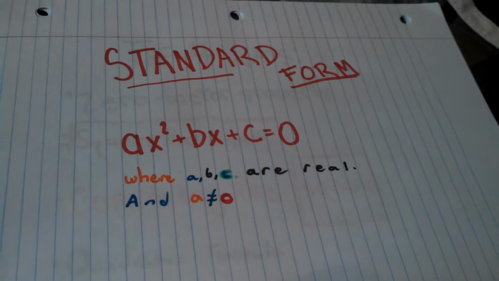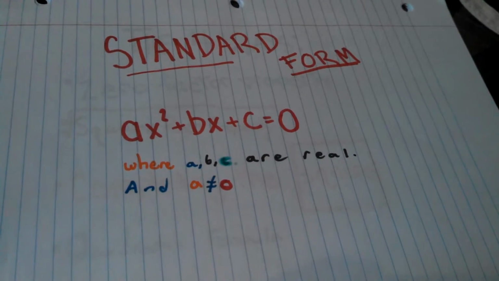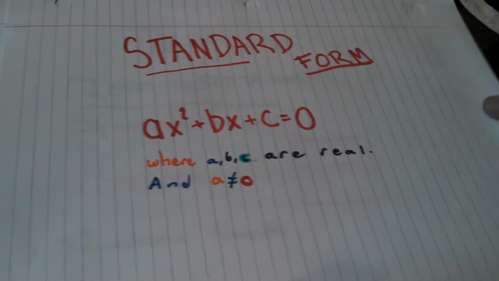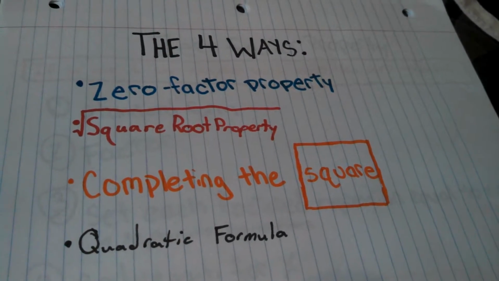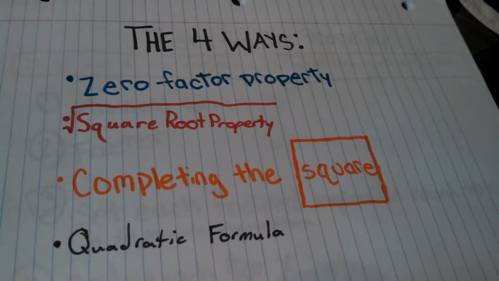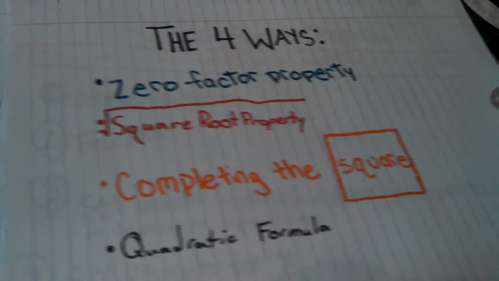The standard form of the quadratic equation is ax squared plus bx plus c equals 0, where a, b, and c are all real, and a cannot equal 0. There are 4 ways typically used to solve quadratic equations. They are the zero factor property, the square root property, completing the square, and the quadratic formula.